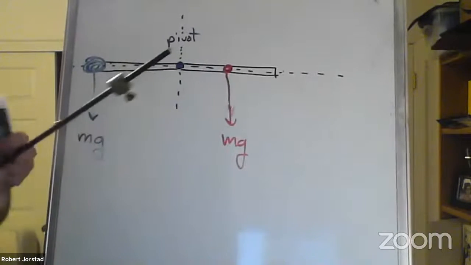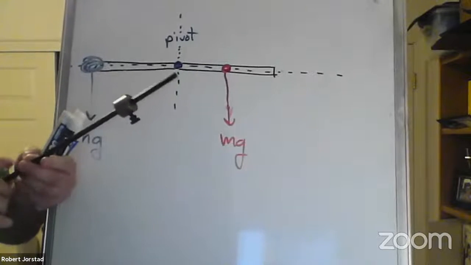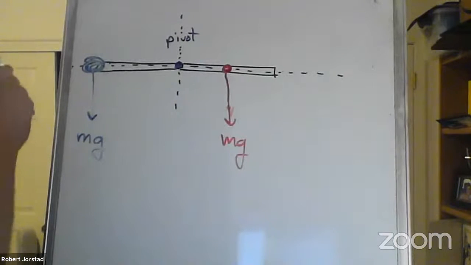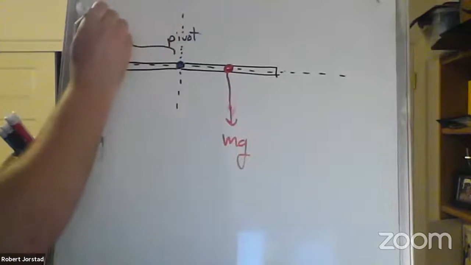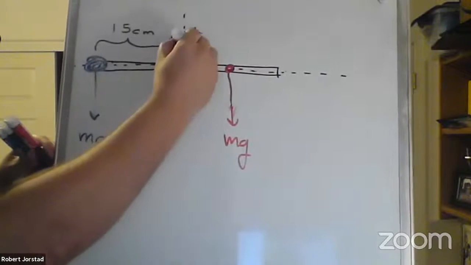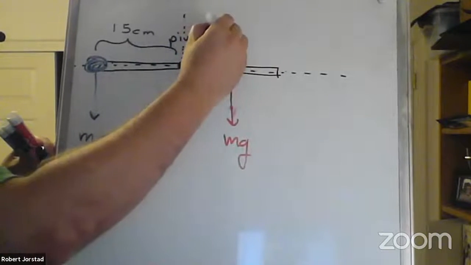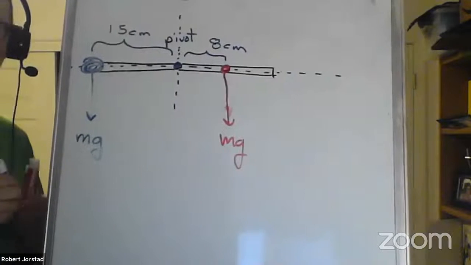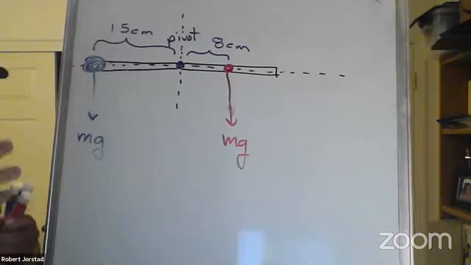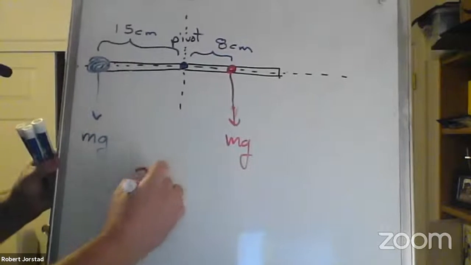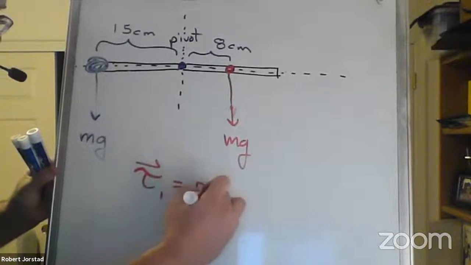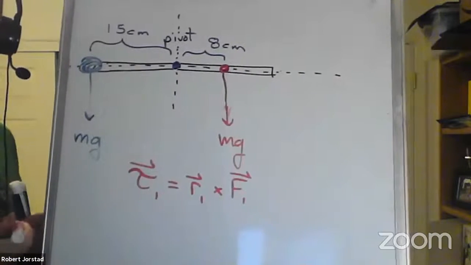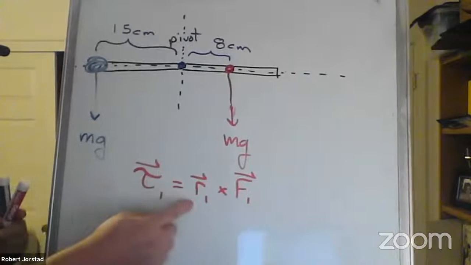Let's just say this is about 30 centimeters long, so this whole half is 15 centimeters. So over here, this distance, notice I said distance, is 15 centimeters. And to make it easy, let's say this one is 8 centimeters. I know it's not exactly halfway, but it's approximate. So in this case, for example, torque 1 would equal radius 1 cross force 1. In this case, radius 1 would be what?